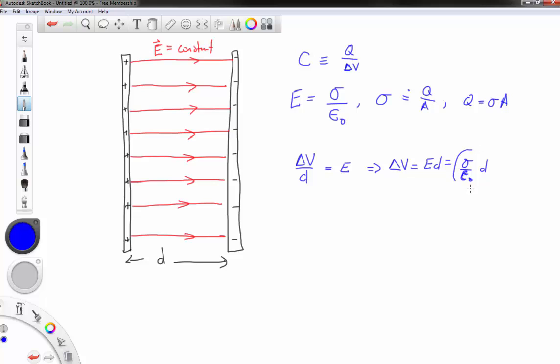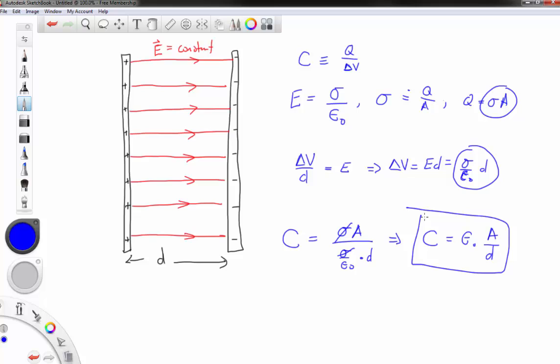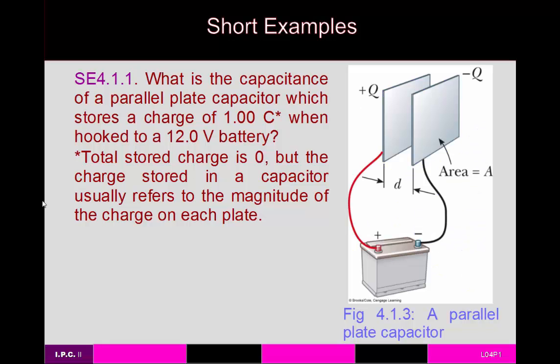So if we plug in this for the delta V and this for the Q, we end up getting C is equal to sigma times area divided by sigma over epsilon naught times distance. And so you can see that the sigmas cancel, and you're left with that the capacitance is epsilon naught times area divided by distance. So we have now derived for this simple pair of parallel plates this relationship between capacitance, area, and distance. Now let's look at a few short examples with this.